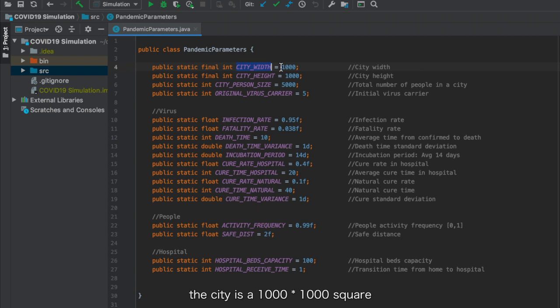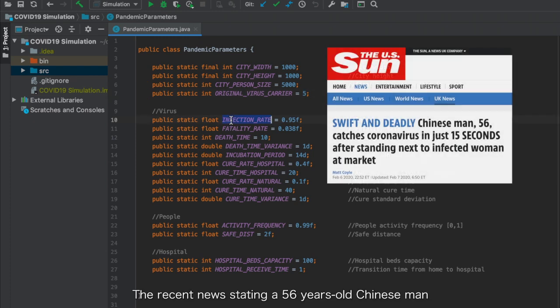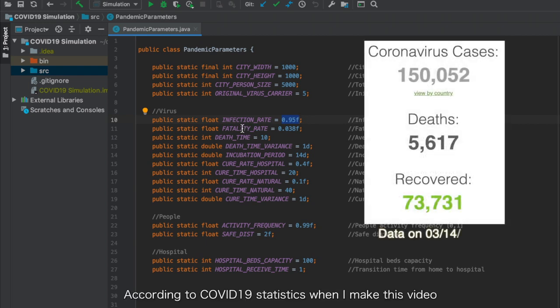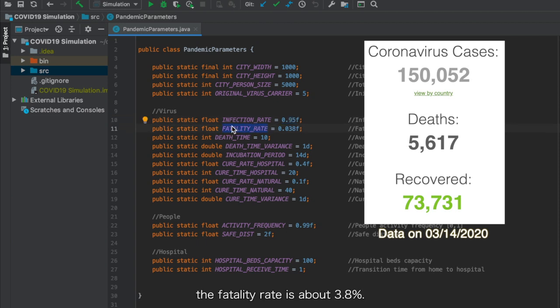In my simulation, the city is 1,000 by 1,000 square, and 5,000 people are living in the city. 5 of them are carrying the coronavirus initially. What's the virus infection rate? The recent news stating a 56-year-old Chinese man catches coronavirus in just 15 seconds after standing next to an infected woman in a market. Due to its high infectivity, I take the infection rate as high as 95%, conditional on a certain safety distance. According to COVID-19 statistics when I make this video, the fatality rate is about 3.8%.